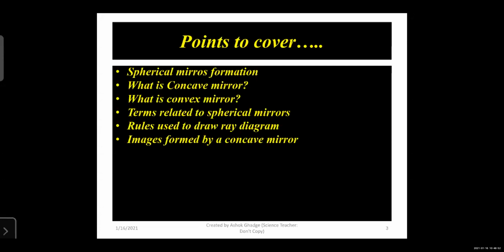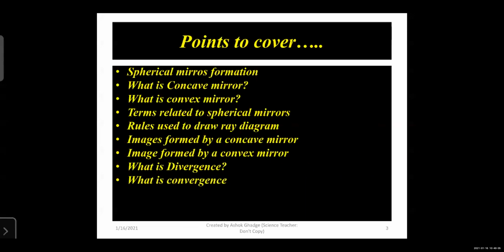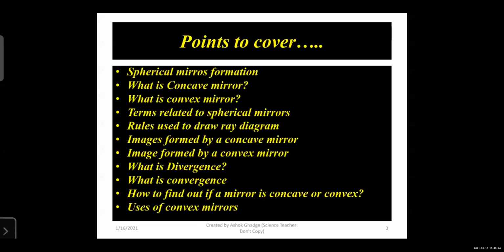Then we will see the images formed by a concave mirror. Then we will see the images formed by a convex mirror. Then we will see what we mean by divergence and what we mean by convergence. Then we will find out which are the parameters for identifying whether a mirror is concave or convex. And lastly, we will see which are the uses of convex mirror.